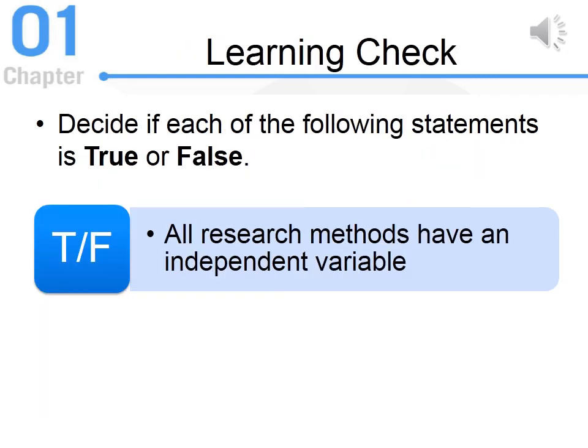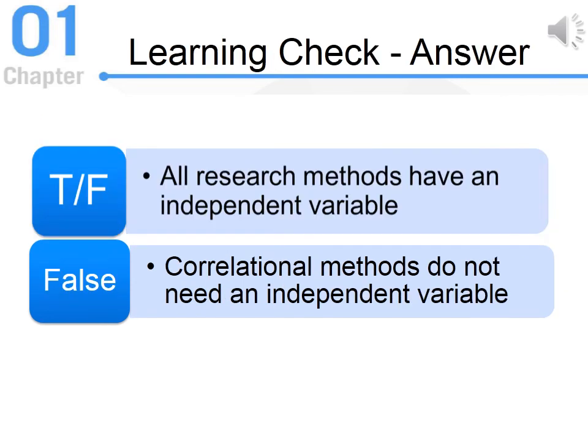Let's try a true and false. All research methods have an independent variable. What do you think? Sure, good job. That's false. All research methods don't have an independent variable because the correlational method doesn't need an independent variable. It just measures two naturally occurring variables and looks for a relationship.